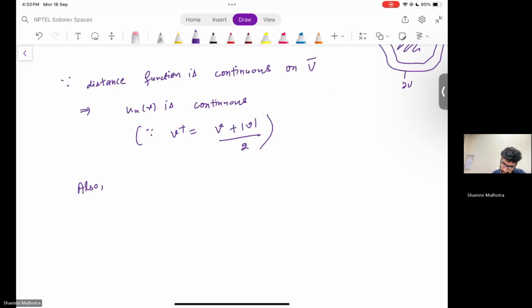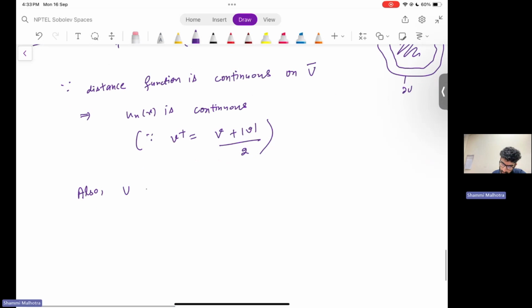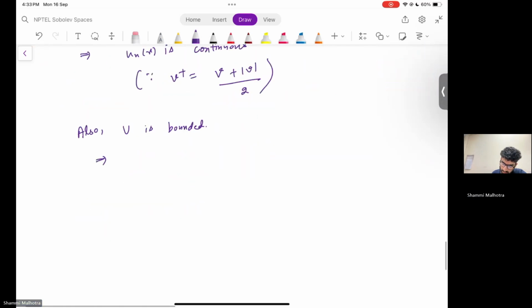Also u is bounded. So what this basically implies is that this u_n belongs to L^p of u. Since they are continuous on u closure, ultimately they are bounded. So they are bounded, so they're in L infinity. Once they're in L infinity and over a bounded domain, they are in L^p.